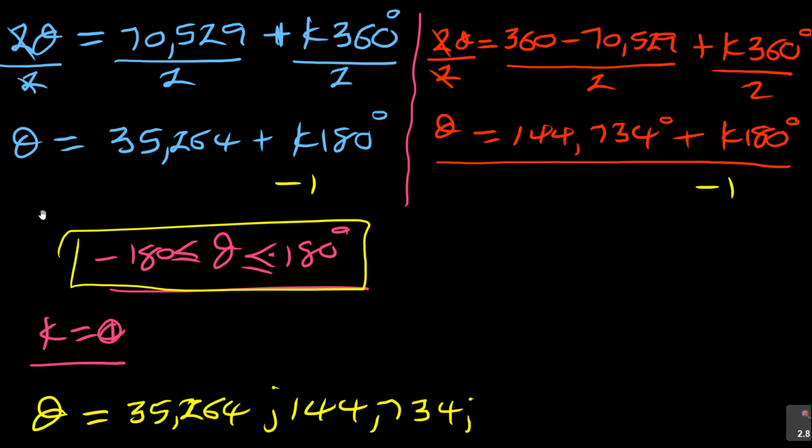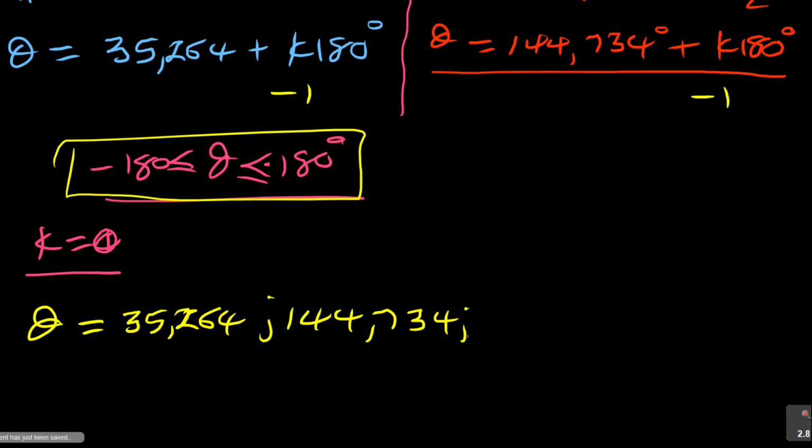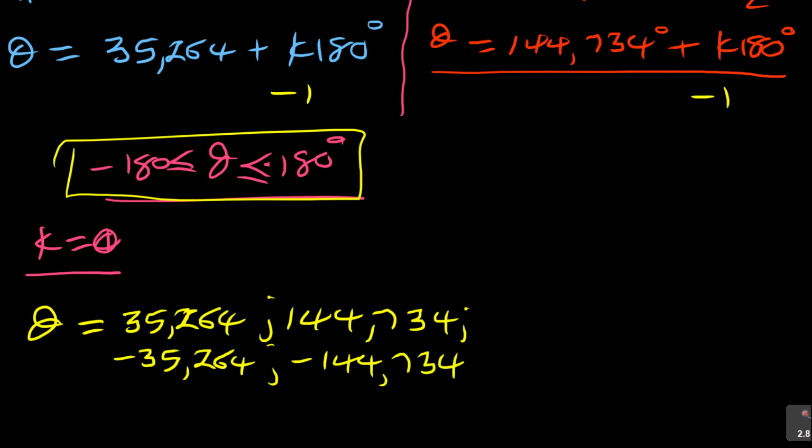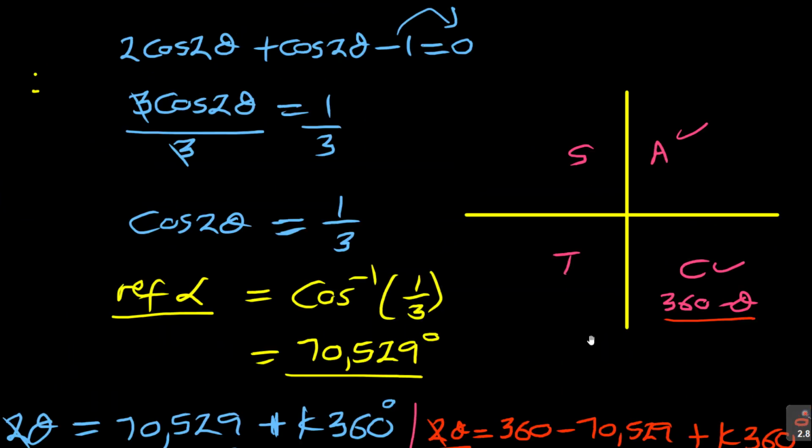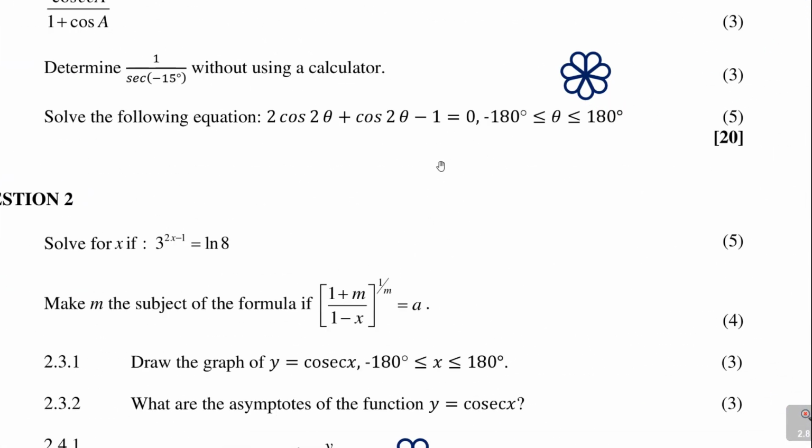If I arrange them in order, there is a negative 35,264, and then there is a negative 144,734. So it's more like I can write my answer here and say plus or minus. See, you can just come here and say plus or minus and plus or minus. So that becomes my values of theta. Okay, that was that. They gave it 5 marks.